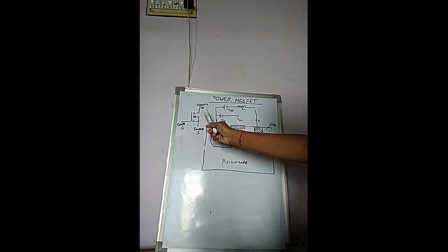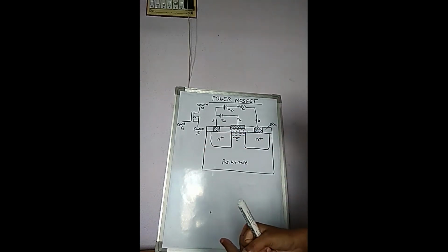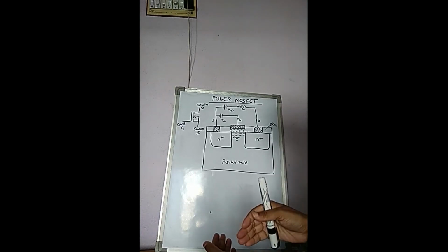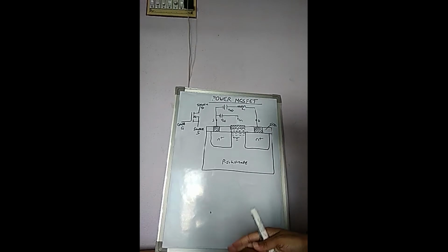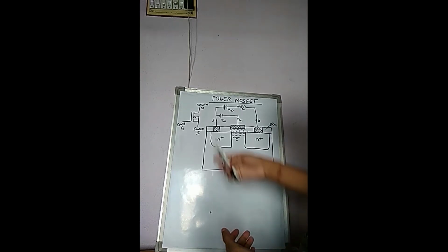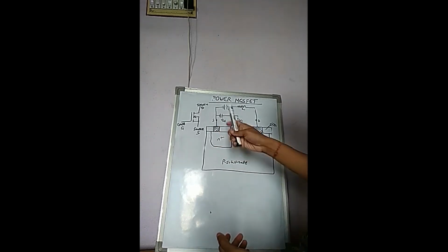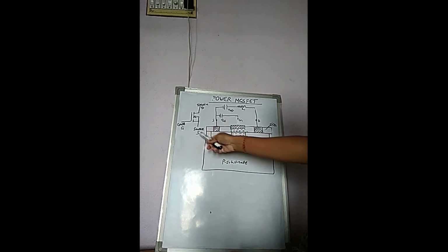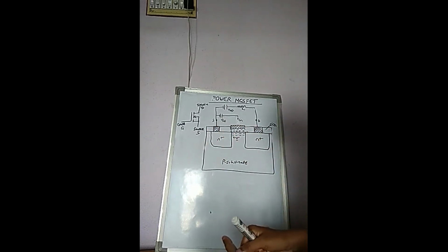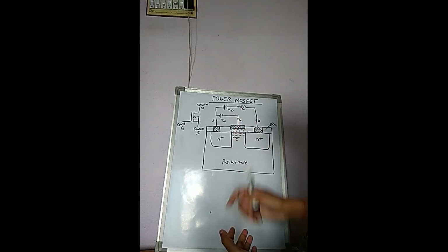Here this arrow indicates the direction of flow of electrons. If we compare BJT and MOSFET, BJT is a current control device. That means in BJT the base signal, the control signal, is a current signal. That's why BJT is called a current control device. But power MOSFET is a voltage control device, because here the control signal is the gate source voltage, VGS.